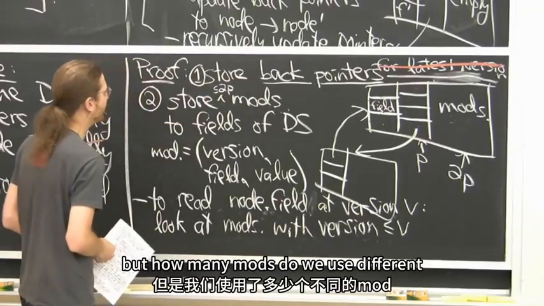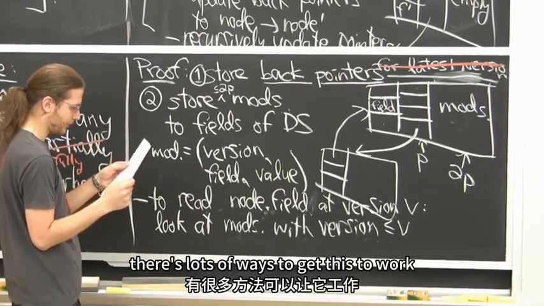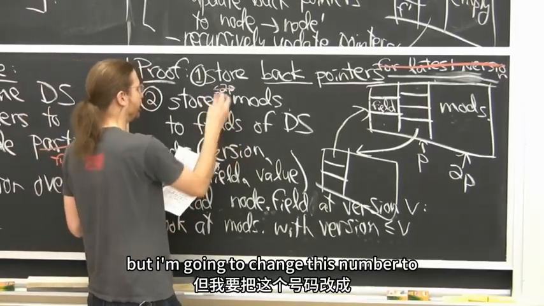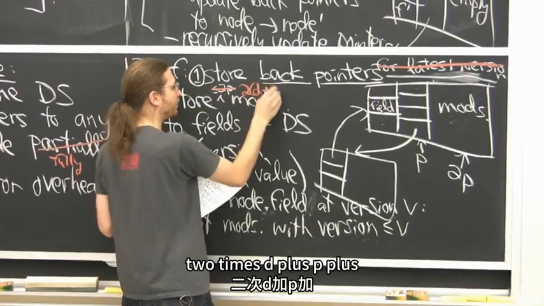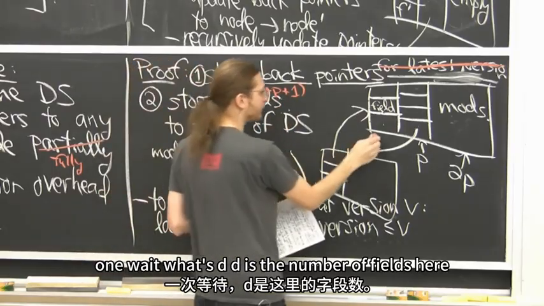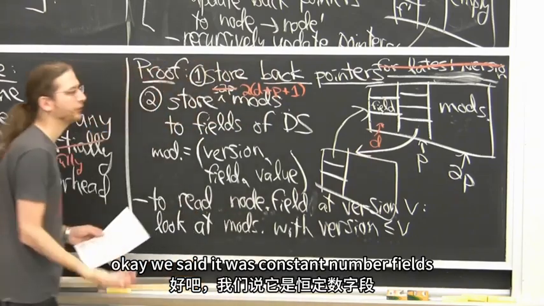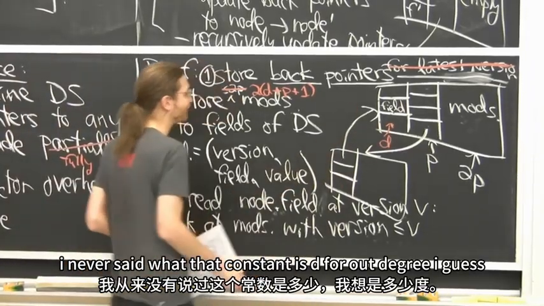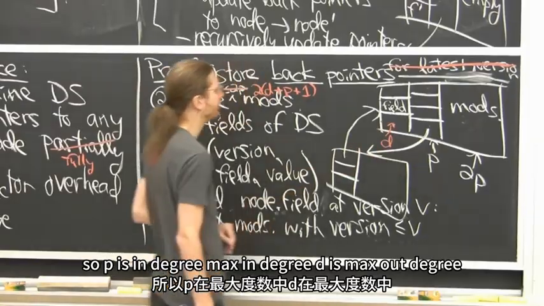It's a little bit annoying, but how many mods do we use? There's lots of ways to get this to work, but I'm going to change this number to 2 times d plus p plus 1. Wait, what's d? D is the number of fields here. Okay, we said it was a constant number of fields. I never said what that constant is. D for out degree, I guess. So p is in degree, max in degree. D is max out degree.